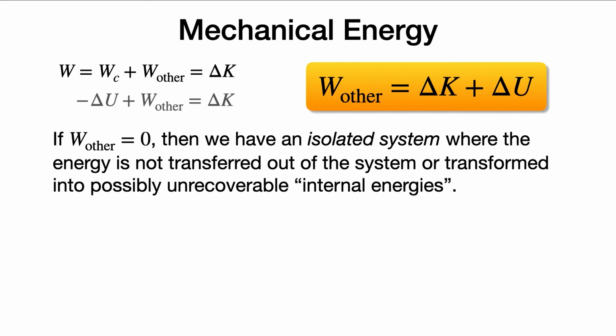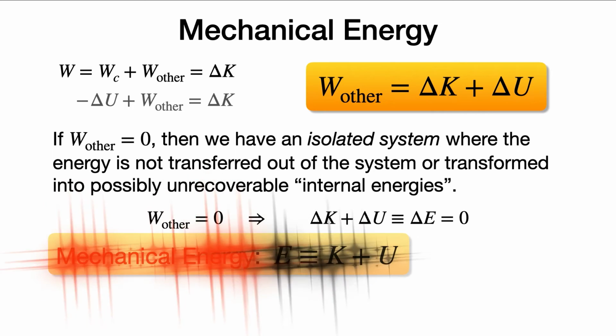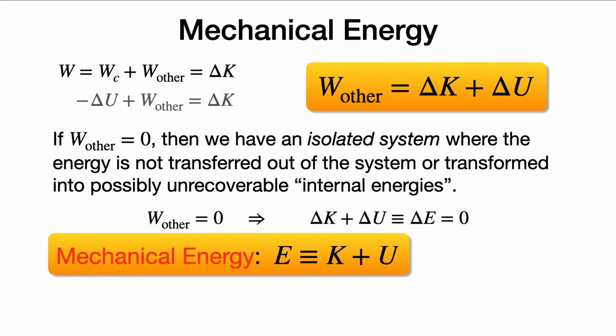In the special case where there are no non-conservative forces acting, so that work other is zero, we have what is called an isolated system, where the energy is not transferred out of the system or transformed into possibly unrecoverable internal energies. So in this case, the change in the kinetic energy plus the change in the potential energy will vanish. And we can define something called the mechanical energy of the system, denoted by the letter E, which is equal to the kinetic energy plus the potential energy.